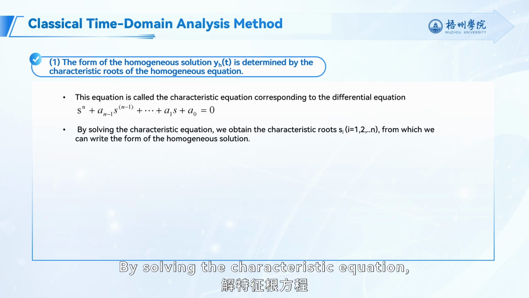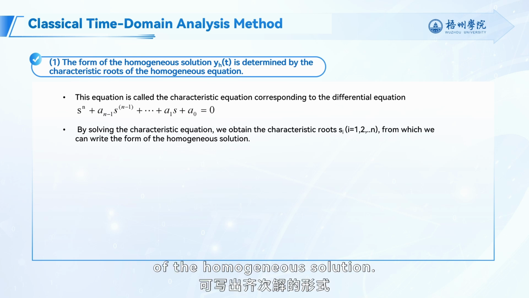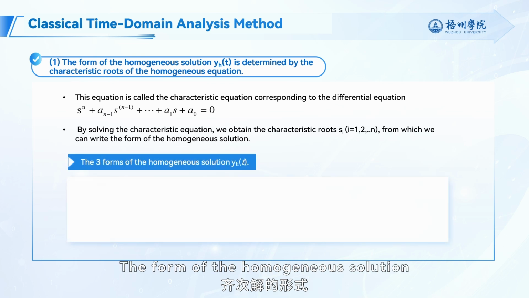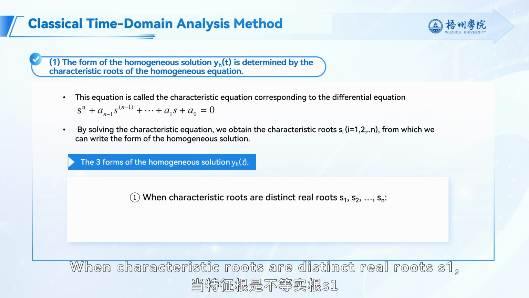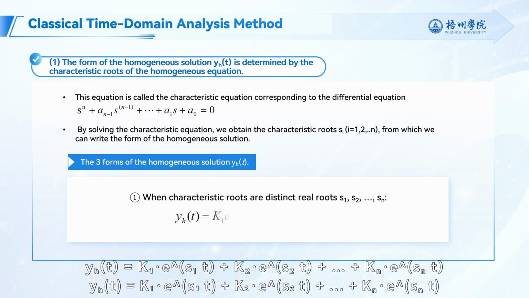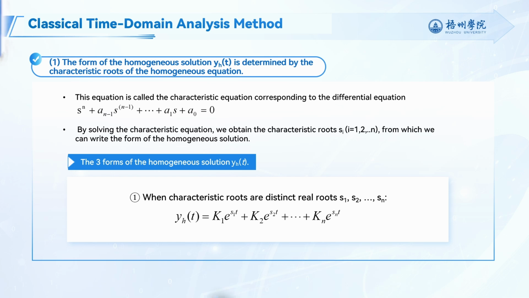By solving the characteristic equation, we obtain the characteristic roots s sub i, from which we can write the form of the homogeneous solution. The form of the homogeneous solution falls into 3 cases. When characteristic roots are distinct real roots s1, s2, ..., sn, y sub h of t equals k1 times e raised to the power of s1t plus k2 times e raised to the power of s2t plus ... plus k n times e raised to the power of snt.